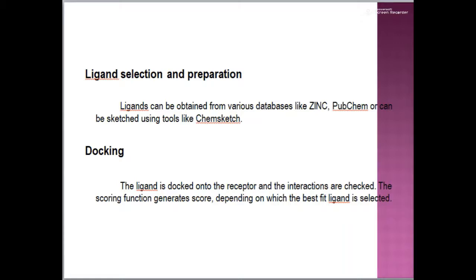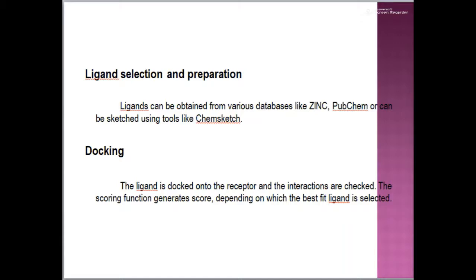If you have a chemical compound and you know the chemical nature of it, you can draw it using software. After that, the ligand as well as the active site of the biological target are specified, and they are docked to each other, and the scoring function generates a score depending on which the best fit ligand is selected.